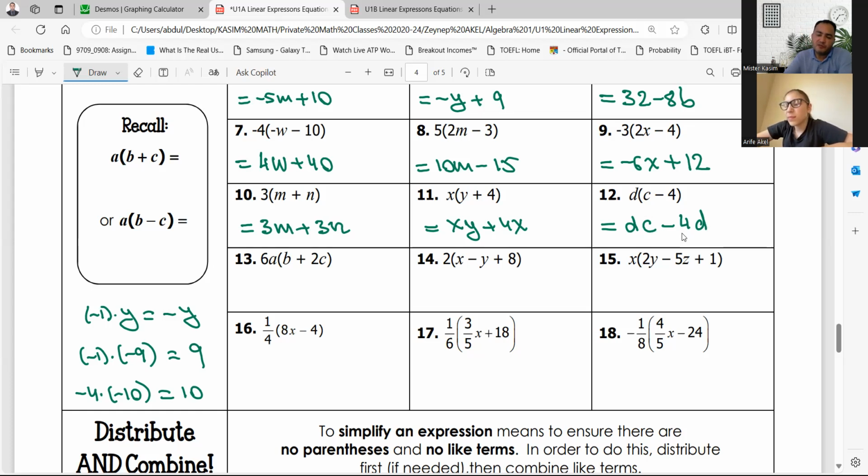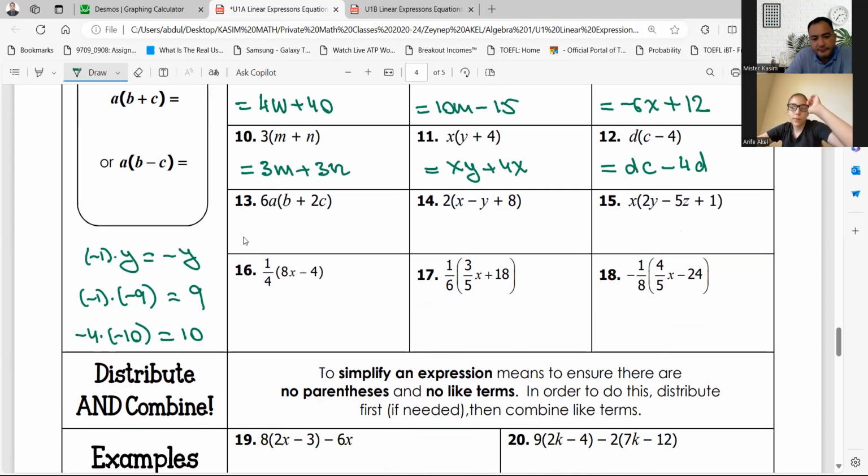Yeah, we write numbers first. You can write D times 4, the same thing, but we just write numbers first, then letters, right? 4d. Okay. 13? 6ab plus 12ac. Very good. 14?